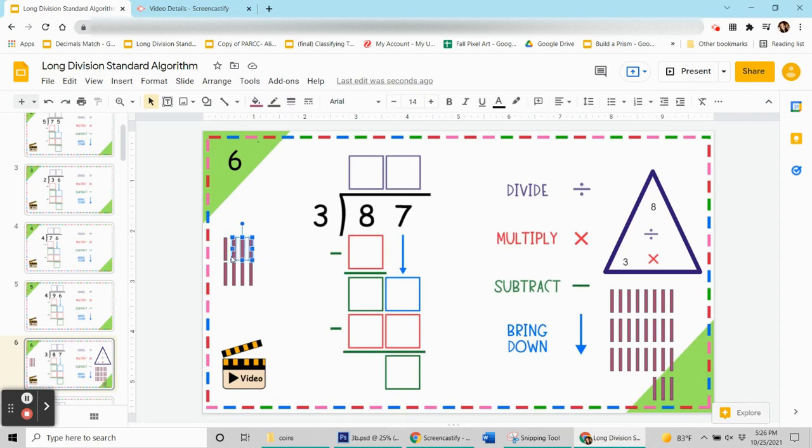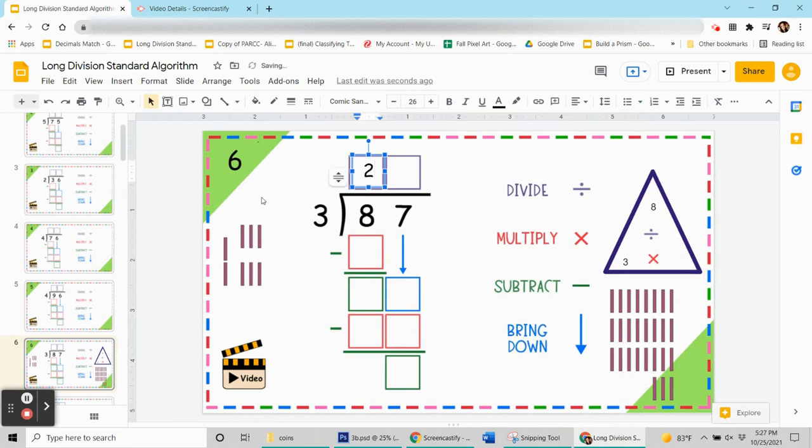Here's one. Here's another. I cannot make another group. I would go over, and I don't have enough. So I was able to make 2 groups of 3. 3 goes into 8 2 times. Yes, there's something left over, but we'll get to that later. That's what the steps are for.